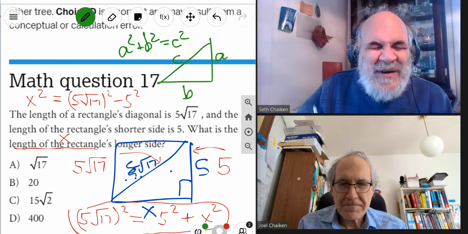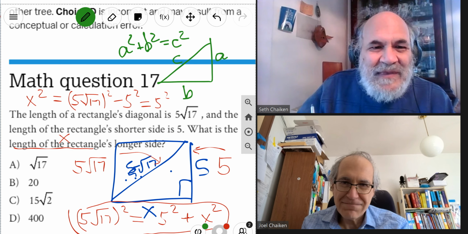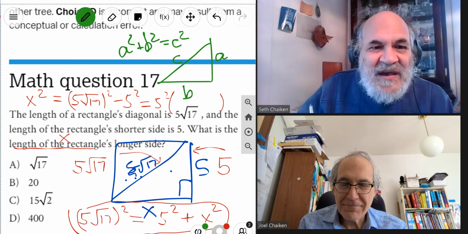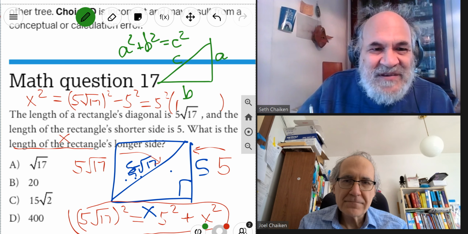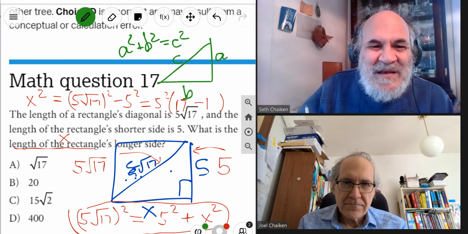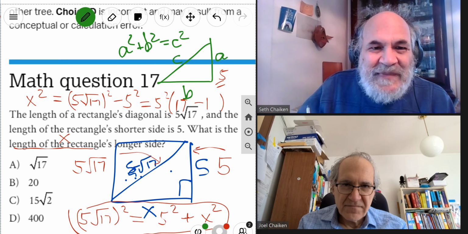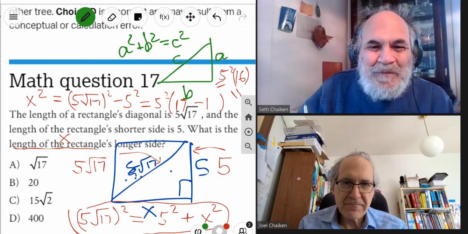Okay, and you factor out a 5 squared. Ooh, that's high level math. And then you get 17. The square root of 17 squared is 17. And then you factor out the 5 squared. That gives a 1. 17 minus 1 is 16. And that's a perfect square. Right? And so that equals x squared.